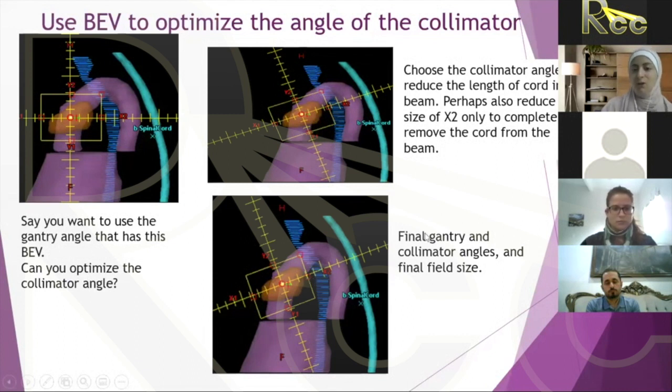Okay? So what I did, I used the beam eye view to choose the angle of the gantry, I used the beam eye view to choose the collimator angle, and I also used the beam eye view to play around with the size of the collimator, X1 or X2. But time out, okay? Time out. Why? Do not go into this, meaning you would be 5 millimeters away from your PTV.